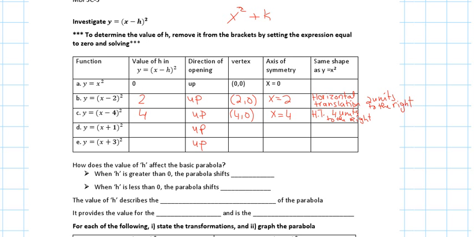What's the h value for the next one? -1. Remember, negative and negative, right? Technically, it's supposed to be a minus: x minus -1, and two negatives after each other cause a positive. So that's why h is -1, and my vertex is (-1, 0). The axis of symmetry is x equals -1. And it's a horizontal translation, 1 unit to the left.